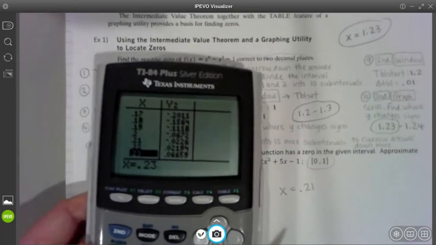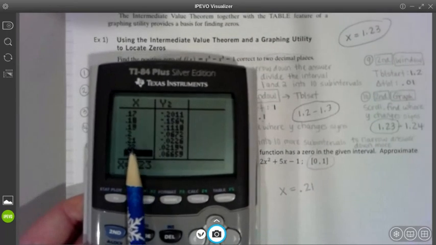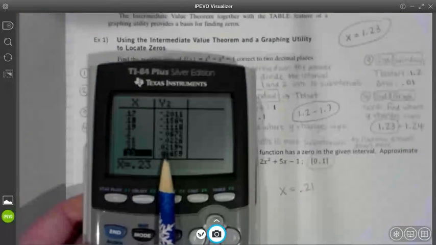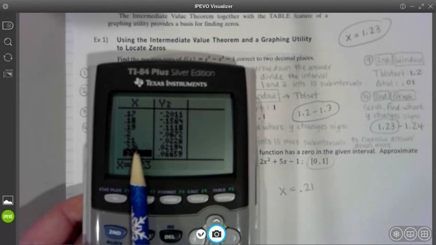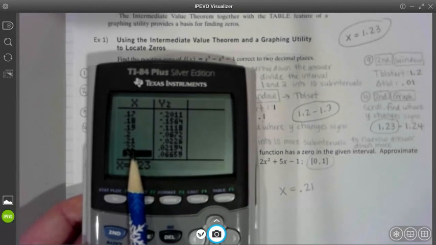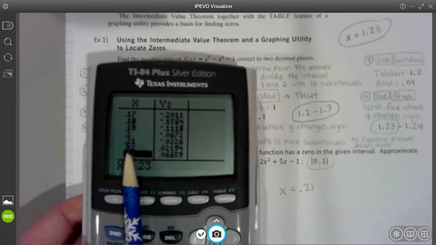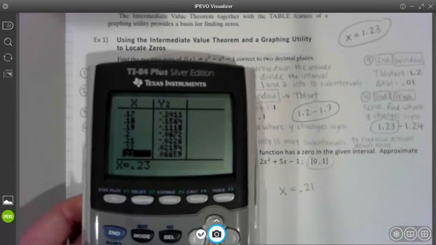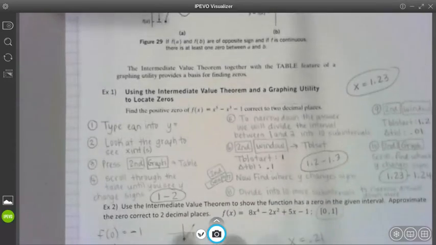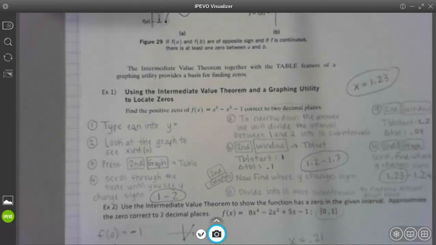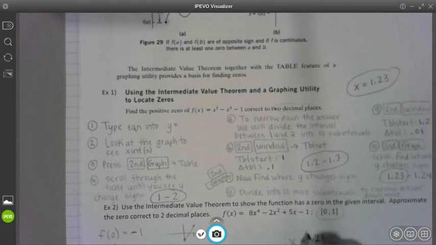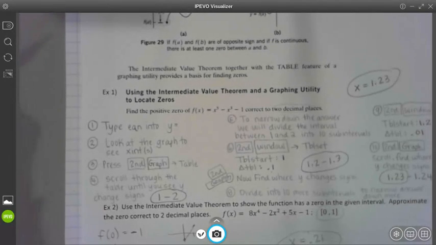So again, that's how I think my math lab wants you to do it. They want you to keep the last one before it changed signs. So keep this one as your answer, the 0.21 instead of the 0.22. I think last year kids were getting marked wrong for putting 0.22. So they want you to keep the one right before it changes. Okay. All right. And that's how we can use the graphing calculator and the intermediate value theorem to approximate zeros.